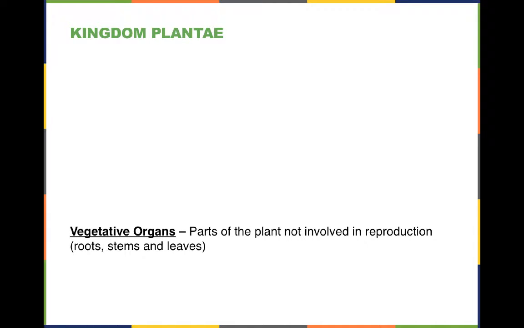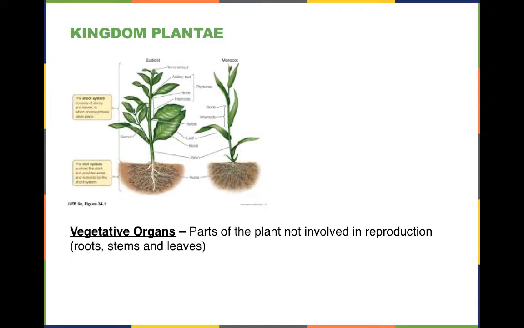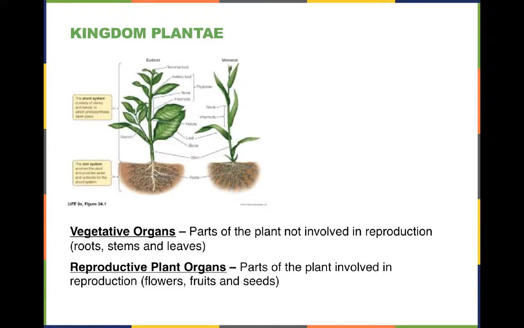Now you can separate the parts of a plant into those parts that are involved outside of reproduction. Those are called the vegetative parts of the plant, or the vegetative organs, and they include the roots, the stems, and the leaves, which we will talk about in this lecture today. And here's an example of the roots down here, the stem, and then the leaves here. And those are to be compared with the reproductive plant organs, which include flowers, fruits, and seeds. And these all take part in a plant's reproduction.